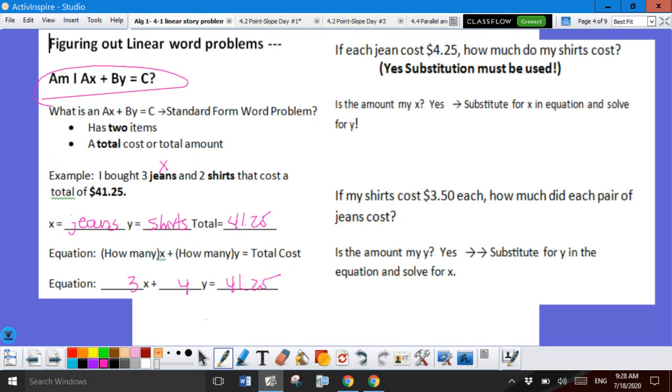Okay? All right, now let's look at what happens with substitution. So it says if jeans cost $4.25, how much do my shirts cost? Well, the question is, is this going to be X equals or Y equals? Well, it's jeans. So we know jeans is going to be X. So that means it's substituting in for the X. Okay, it's substituting in for the X. So the 4.25 is going to go right there. So take a minute and see if you can figure out what that total is.